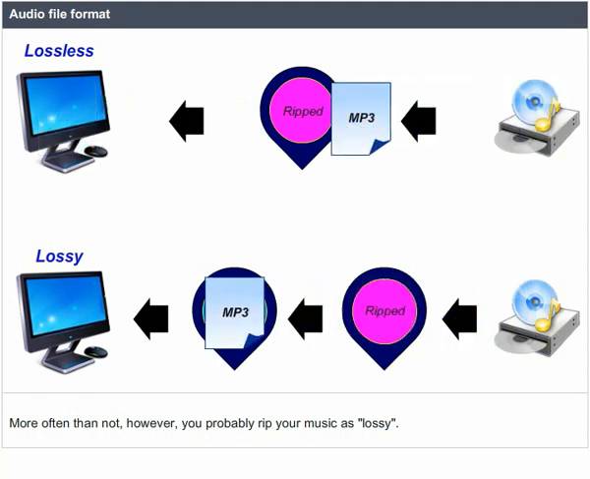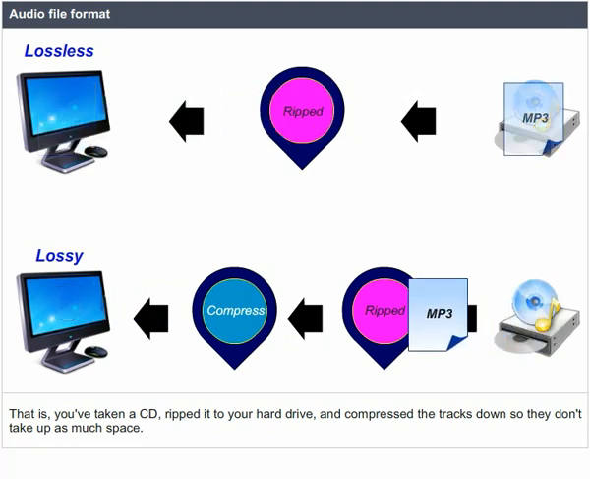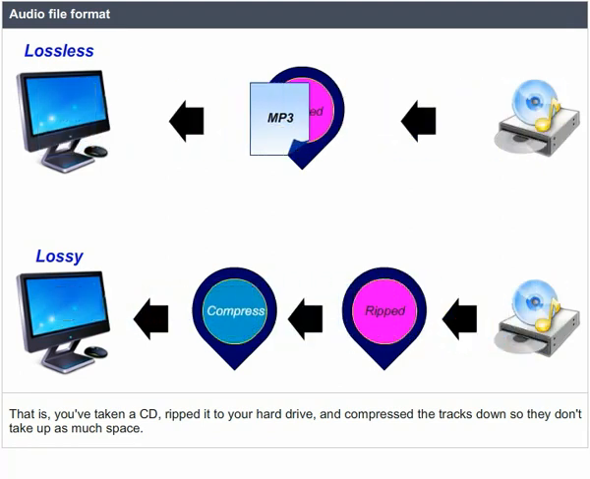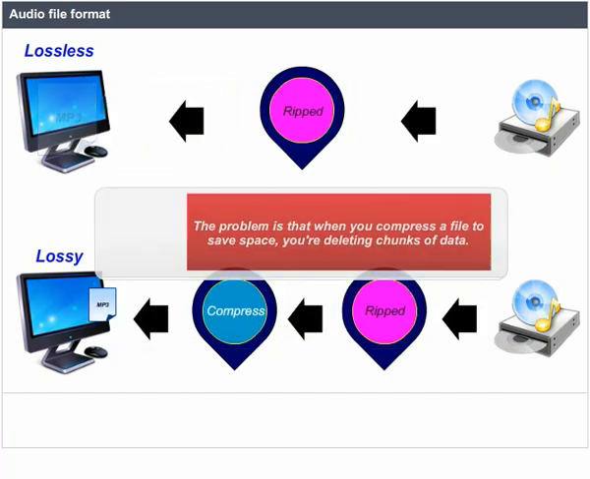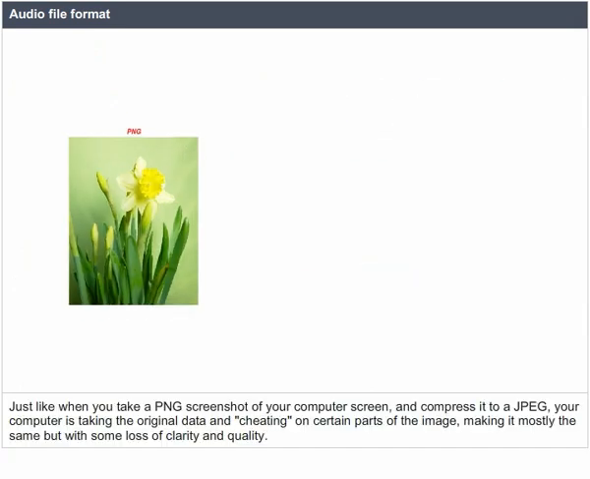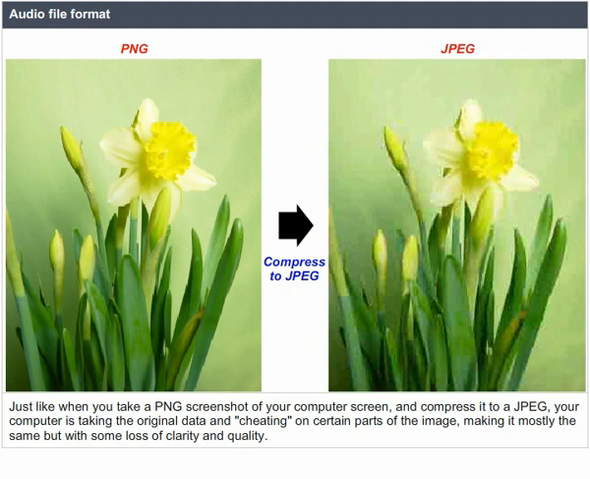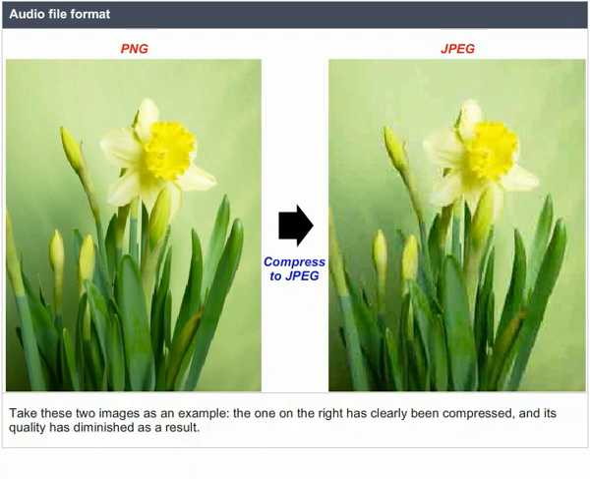More often than not, however, you probably rip your music as lossy. That is, you've taken a CD, ripped it to your hard drive, and compressed the tracks down so they don't take up as much space. The problem is that when you compress a file to save space, you're deleting chunks of data. Just like when you take a PNG screenshot of your computer screen and compress it to a JPEG, your computer is taking the original data and cheating on certain parts of the image, making it mostly the same, but with some loss of clarity and quality. Take these two images as an example. The one on the right has clearly been compressed, and its quality is diminished as a result.